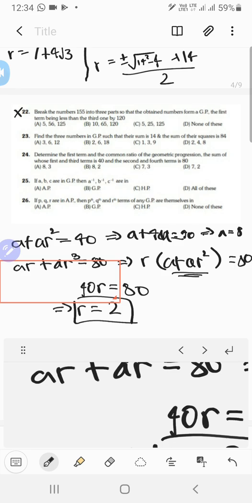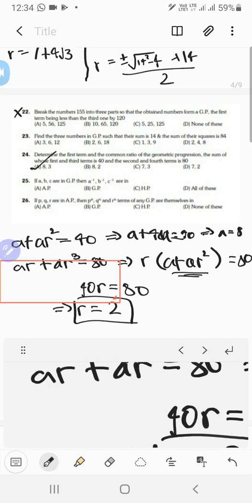So, determine the first term and the common ratio of the geometric progression. Yeah, the first term and the common ratio. Okay, so you got it. The first term is 8 and the common ratio is 2, so a should be the correct option.